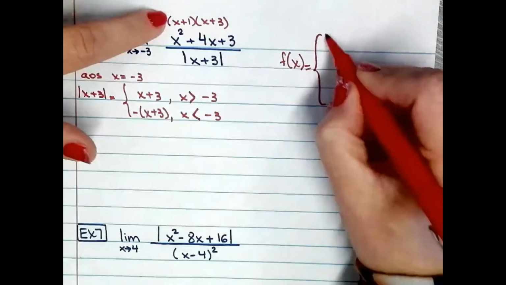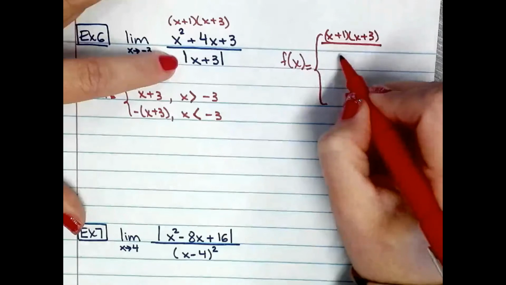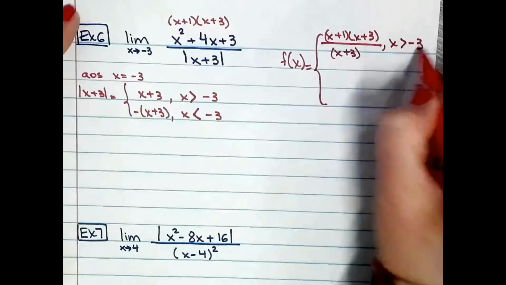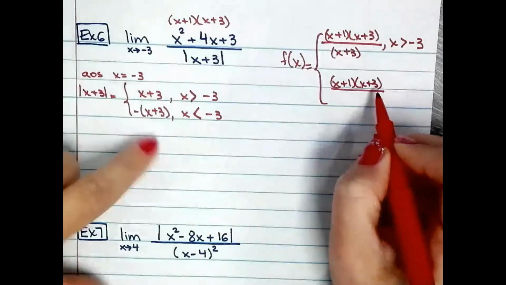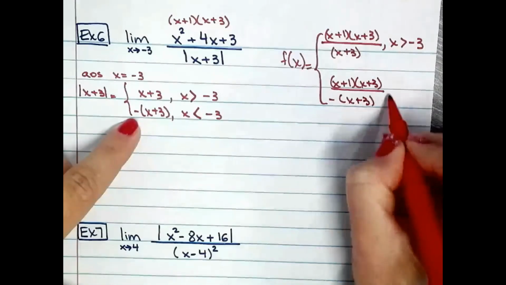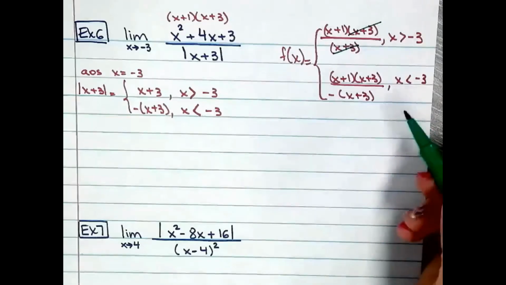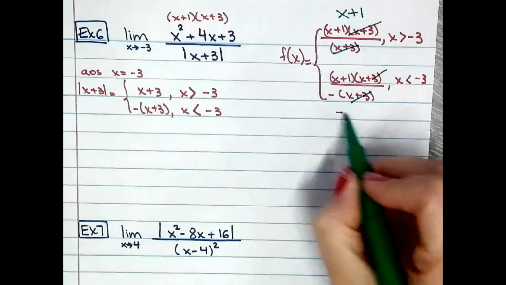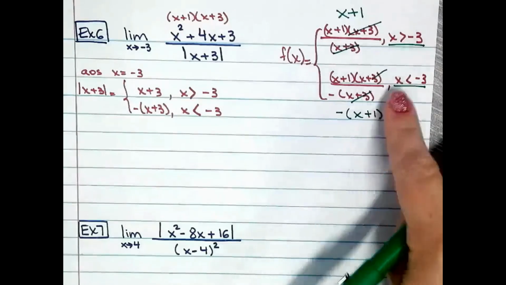Okay, so x plus 1, x plus 3 over x plus 3 as long as x is greater than negative 3. And then x plus 1, x plus 3 over negative x plus 3 when x is less than negative 3. You already know we're going to simplify the rational expression right there to make it simple. So simplify right there. I have x plus 1 left over. Simplify right there. I have negative x plus 1 left over. And these are the conditions to each one.